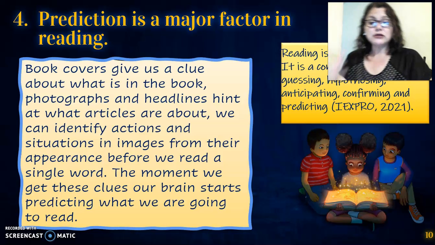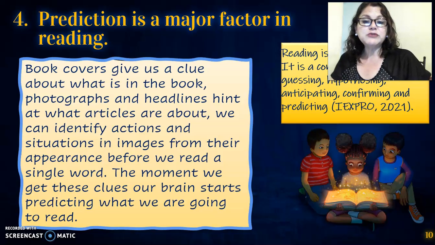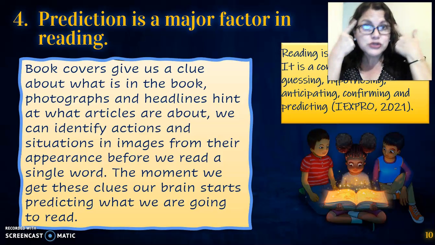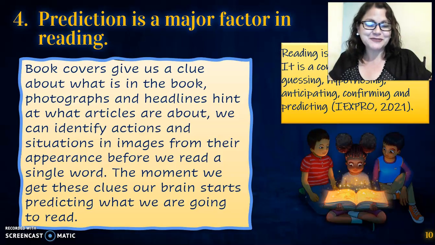Book covers give us a clue about what is in the book. Photographs and headlines hint at what the articles are about. We can identify actions and situations in images from their appearance before we read a single word. The moment we get these clues, our brain starts predicting what we're going to read.